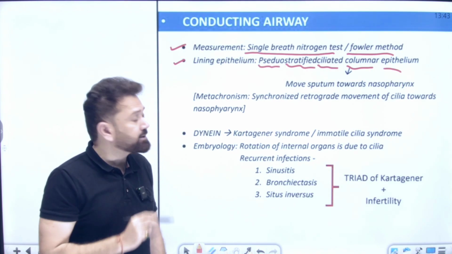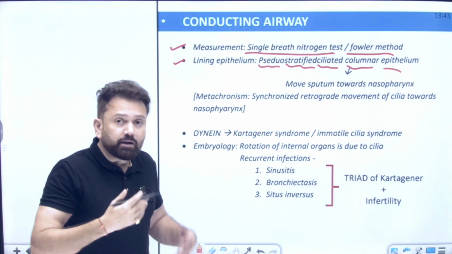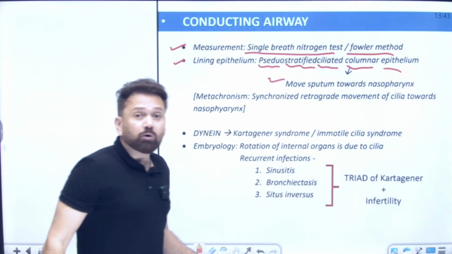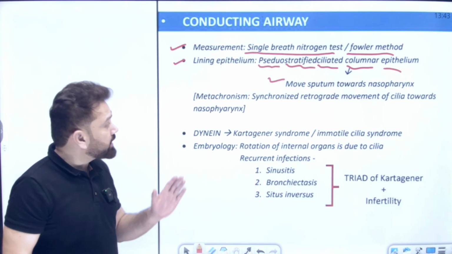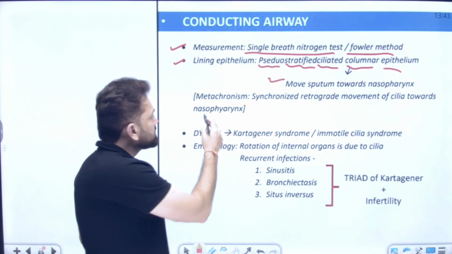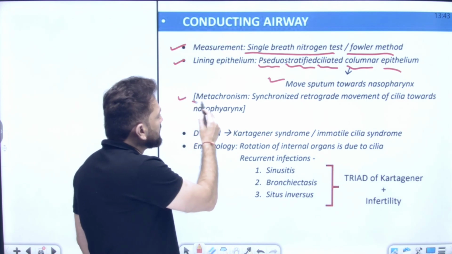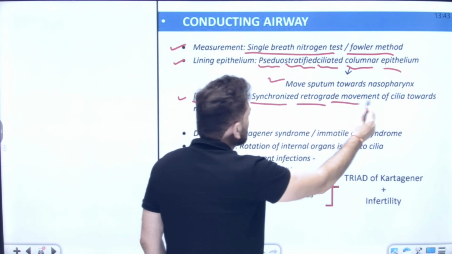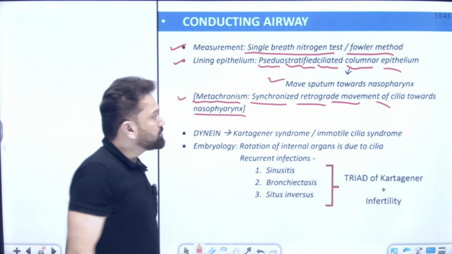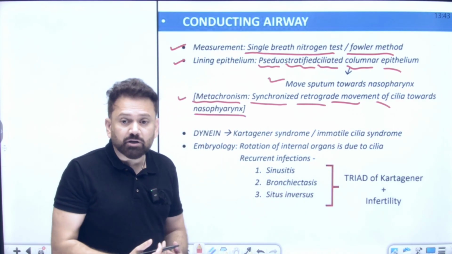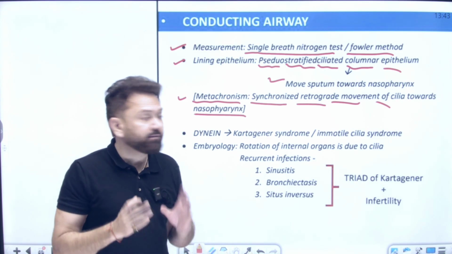They are ciliated. So why are they ciliated? So that they can move the sputum towards the nasopharynx, and this is called metachronism. What is this? Synchronized retrograde movement of cilia towards the nasopharynx, so that it can move the sputum. Otherwise there will be recurrent infection.